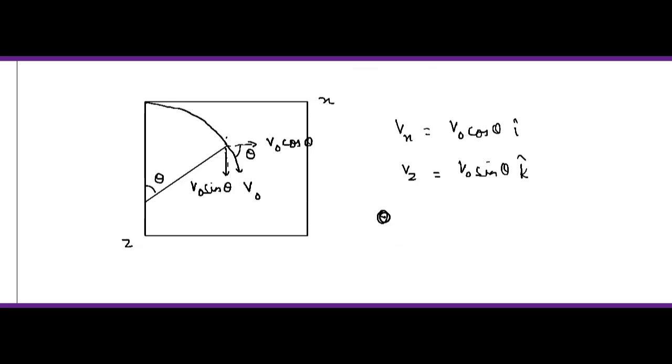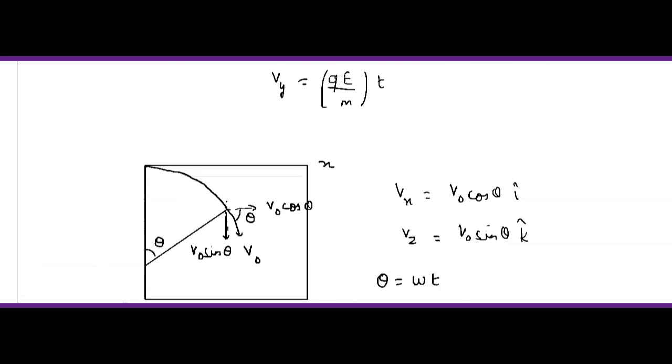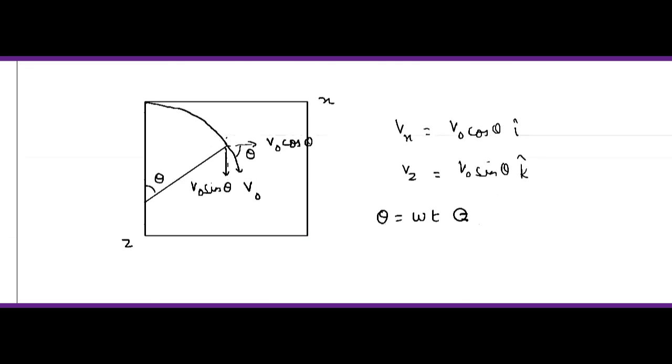So let's say theta would be equal to omega into t. If omega is the angular frequency, or the angular velocity of the revolution, then theta would be equal to omega into t. Now what would be the value of omega in case of a circular motion? So omega value, we know that it is equal to qB divided by m, into t. So this is the value of our theta. So we know theta itself. Okay, we know the velocity. Now what is to be done?